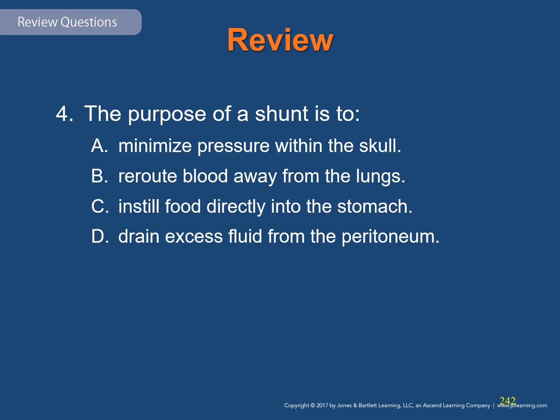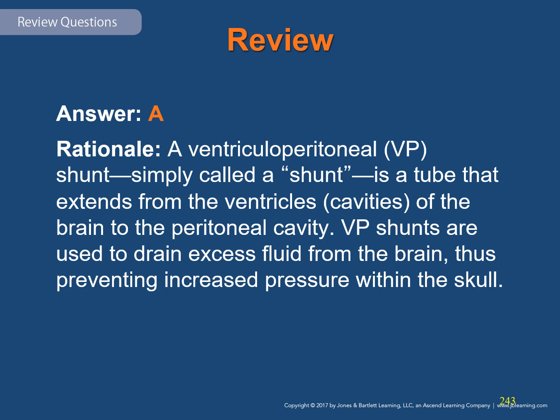Review question 4. The purpose of a shunt is to A. Minimize pressure within the skull. B. Reroute blood away from the lungs. C. Instill food directly into the stomach. D. Drain excess fluid from the peritoneum. The correct answer is B.